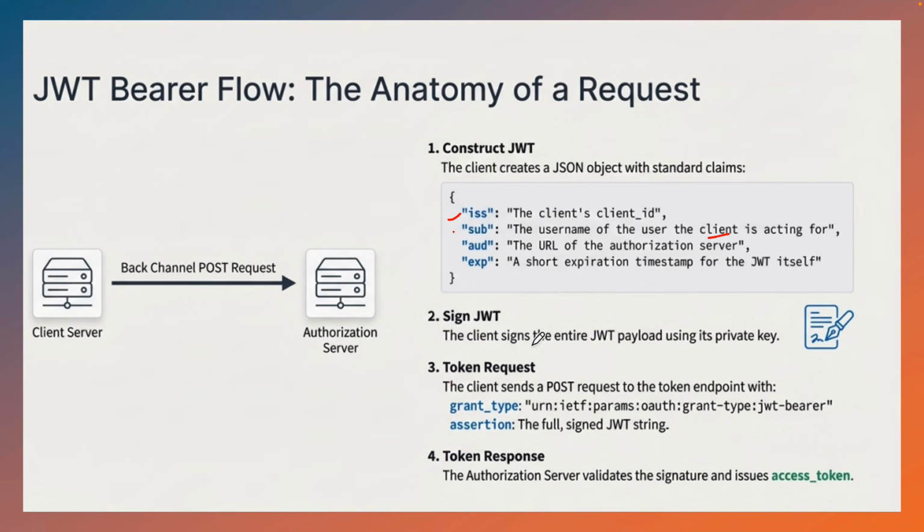Once the client signs the entire JWT payload, the token request will be sent to the token endpoint. While sending the request to the token endpoint, we have to use the grant type followed by the assertion. The authorization server will validate the signature and finally issue the access token. This is the typical flow of the JWT bearer flow that needs to be implemented, where you first create the claim, then sign it, then send the request along with the grant type and the assertion, and finally you will have the response.